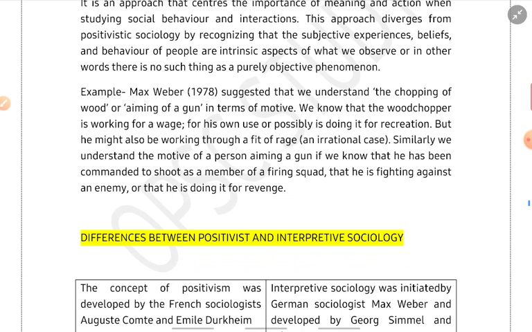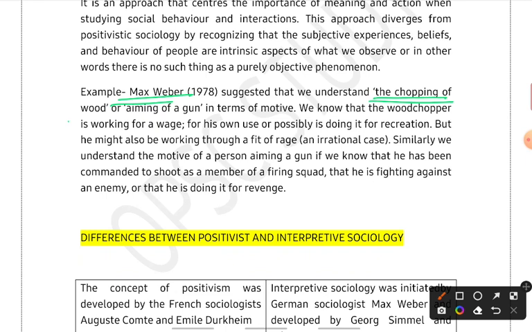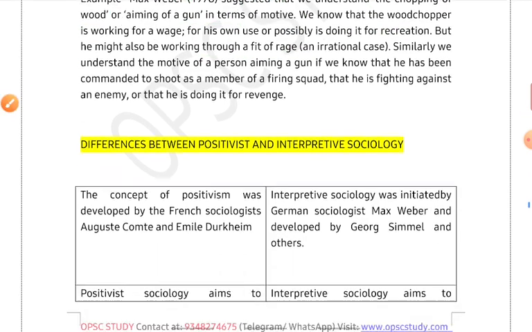Max Weber gives an example of the chopping of wood or the aiming of a gun. He says the chopping of wood can have different motives. It can be for recreation, or because he is in a fit of rage and is trying to take out his anger, that's why he is cutting the wood. Or it might be because he is doing it for a living. So there might be different meanings. The actor is attaching a different meaning to his institutions. So we need to understand those meanings, right?